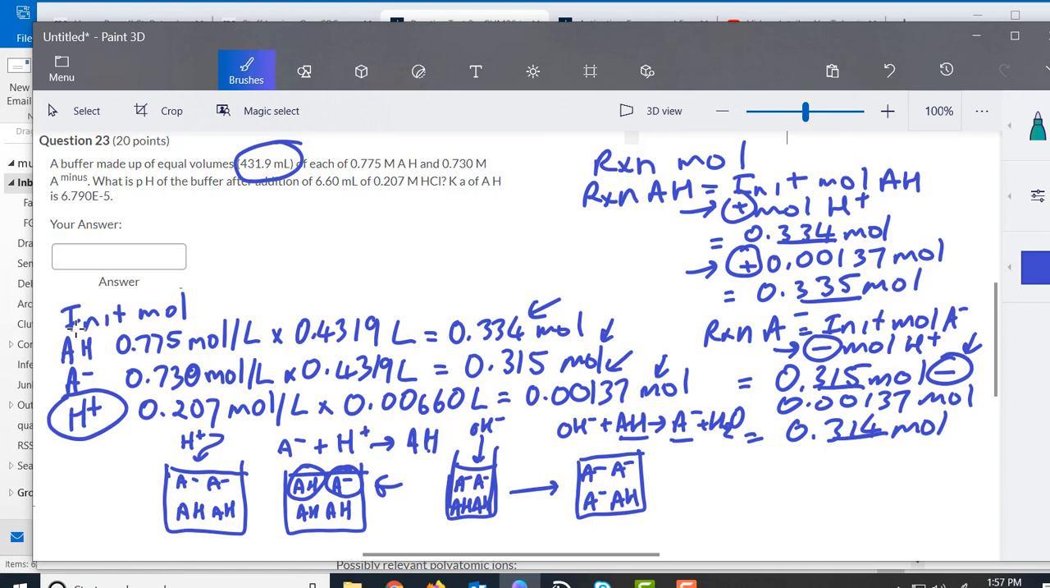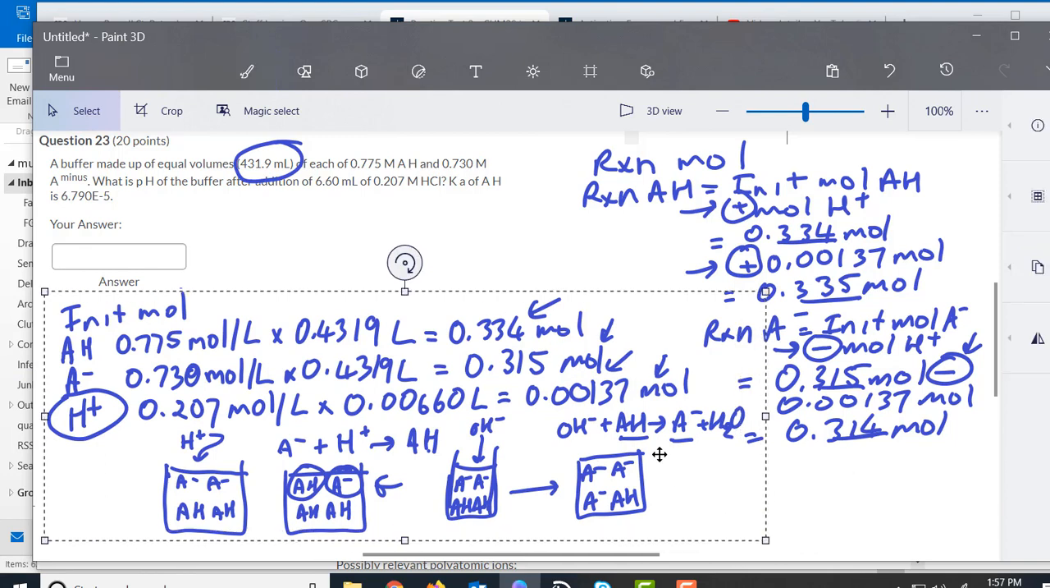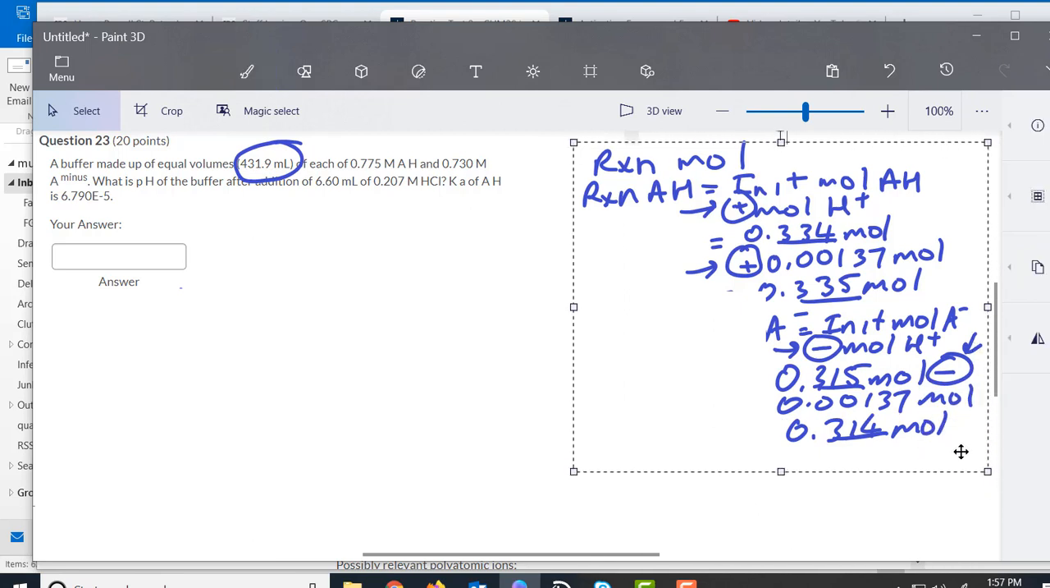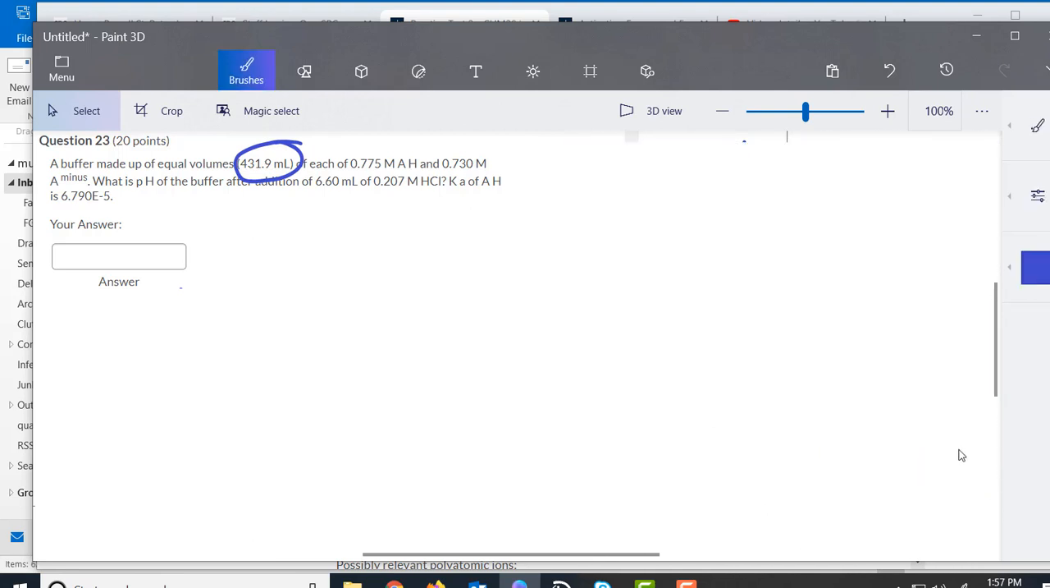Alright, so now that I've got those figures, I'm going to erase everything I have here, so I have the room to do the rest of the problem here. Okay, so we've got the reaction moles of AH, and I'll go ahead and rewrite those here.